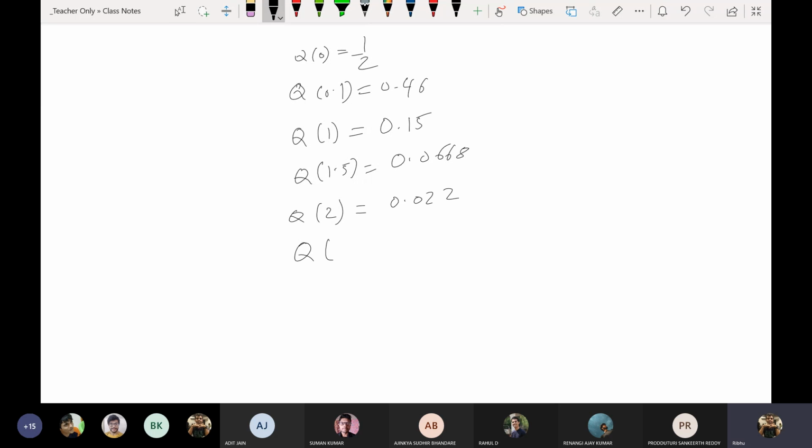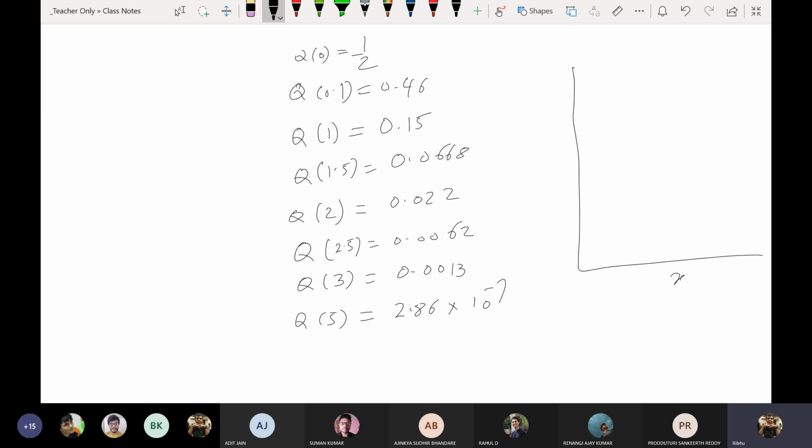Q of 2.5 is 0.006. Q of 3 equals 0.0013. Q of 5, I'm just directly jumping to Q of 5, is 2.86 into 10 to the power minus 7.